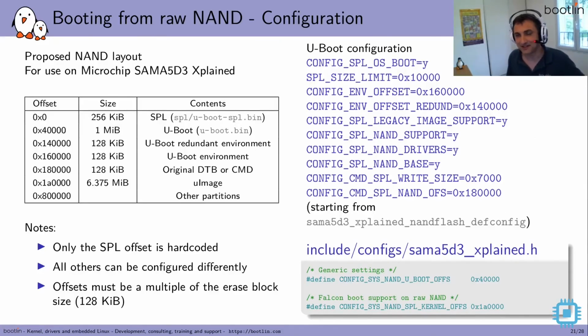Now the next case is to implement Falcon Mode from raw NAND. So I'm proposing this layout here. Actually, only the SPL offset is hard-coded. It must be at the start of raw NAND. All the other offsets can be configured differently. The only constraint is that offsets must be a multiple of the erase block size, which is 128 kilobytes here. So you see the offsets either in the U-Boot configuration, so we started from the nand_flash config configuration, or in the board.h file that's here.